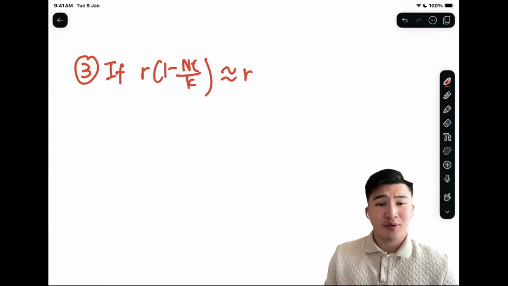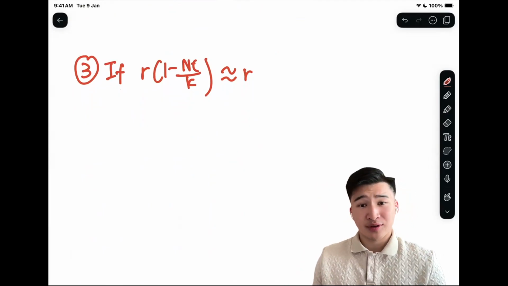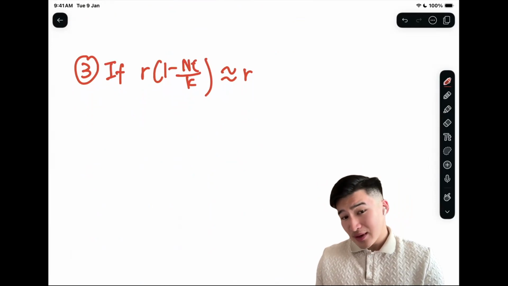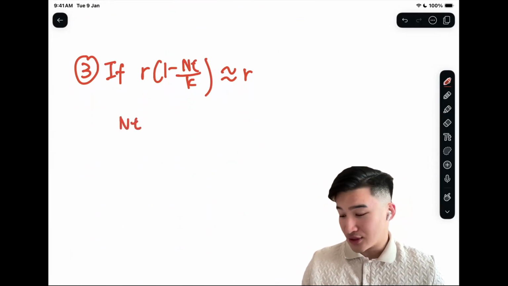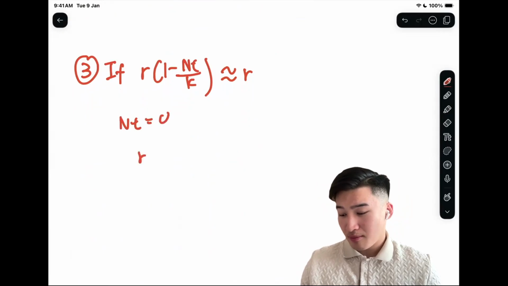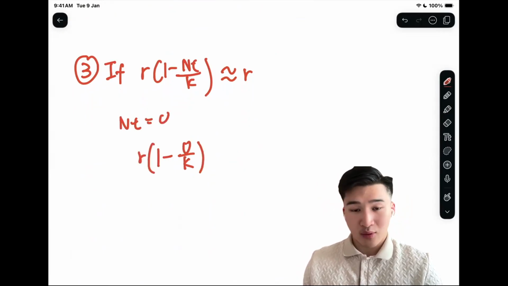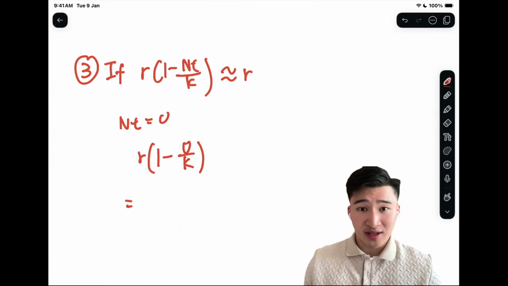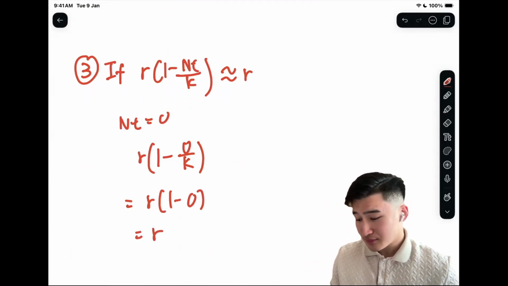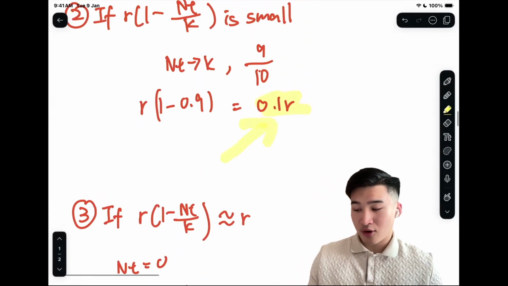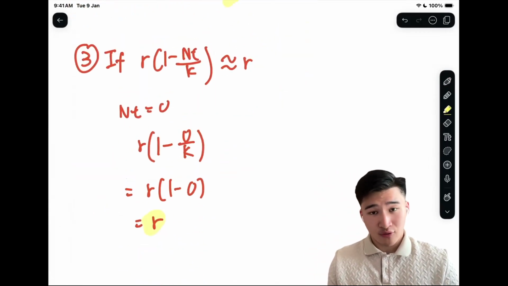Now, number 3 is if R times 1 minus NT divided by K is similar to R. What this means is, let's say NT is equal to 0. So R times 1 minus NT, which is 0, divided by K, which could be whatever. 0 divided by anything is going to be 0. So R times 1 minus 0 is equal to R. Instead of the previous one where you have 0.1 R, here we have the absolute maximum potential for growth.